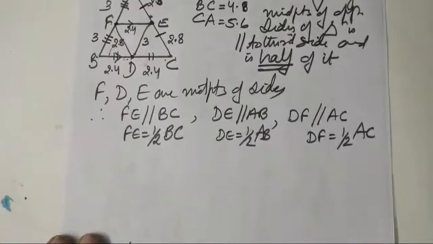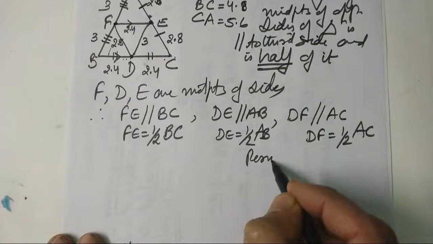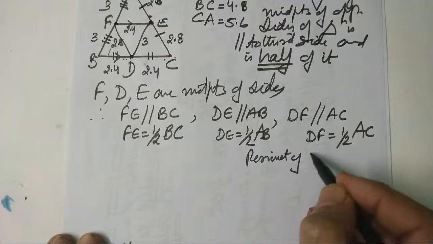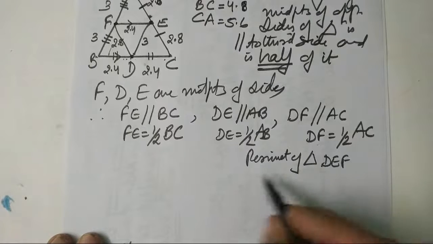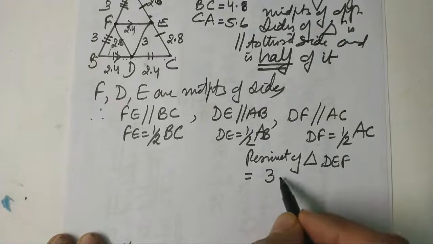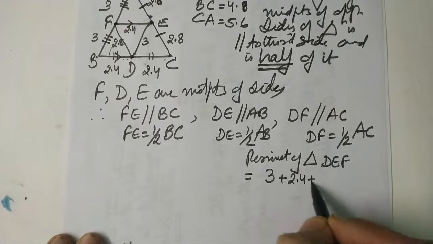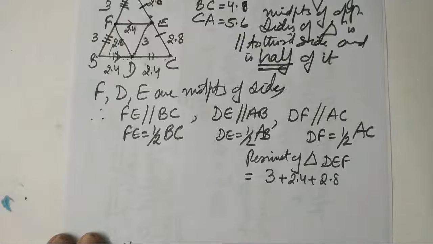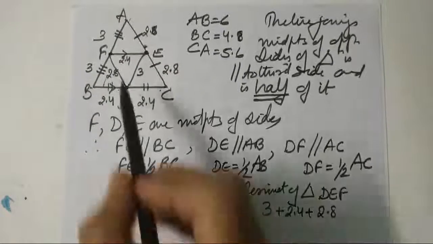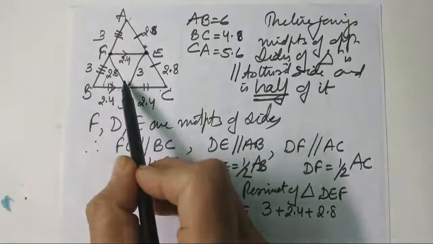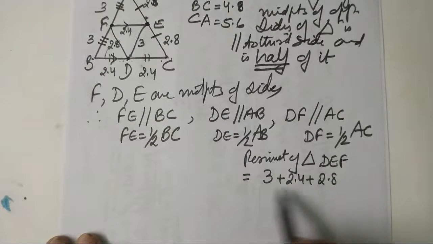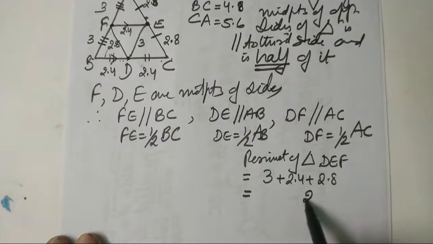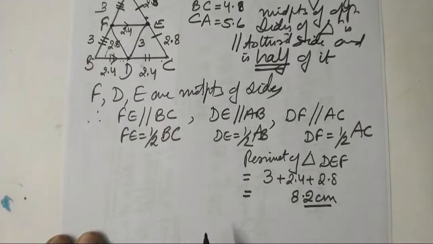Now we can easily see the perimeter of the triangle. So the first answer we get: perimeter of triangle DEF will be 3 plus 2.4 plus 2.8. Simple. We will add the three lengths. So 3 plus 2.4 plus 2.8 will be the answer. This is the perimeter of the triangle.